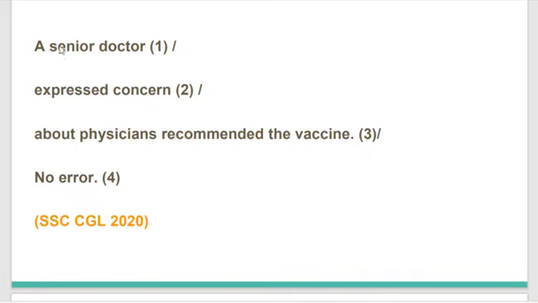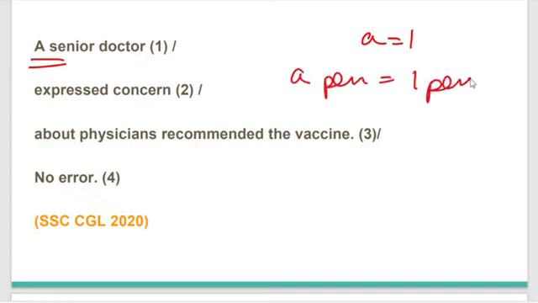Now see, here we are writing 'a senior doctor'. That means we are talking about one particular doctor. No, we are not talking about one particular doctor. We are talking about one doctor, because 'a' means one. 'Give me a pen or pencil' means give me one pen. So 'a senior doctor' means 'a' is used here as one, but not a particular senior doctor, just a normal, general senior doctor. Now let's read the question again. A senior doctor expressed concern about physicians recommended the vaccine.